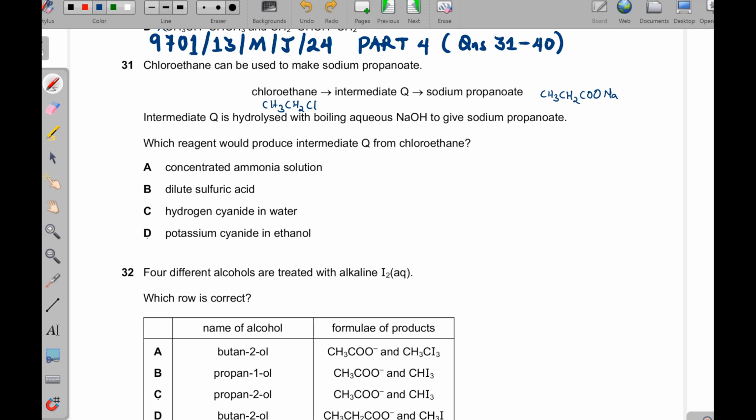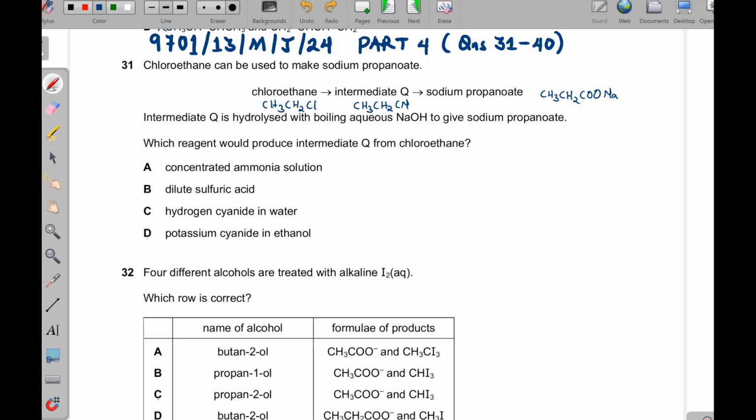We can extend the carbon chain by adding a cyanide. So that means I can have CH3, CH2, then CN. You see? That means I can use potassium cyanide or sodium cyanide in presence of ethanol. Okay? And then we have this substitution reaction.